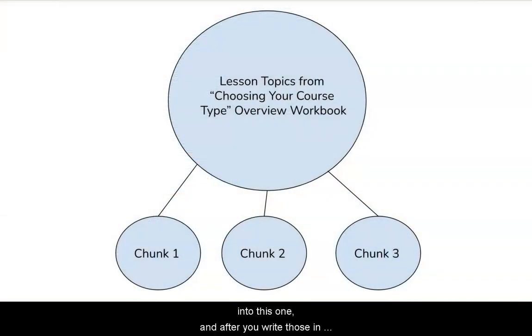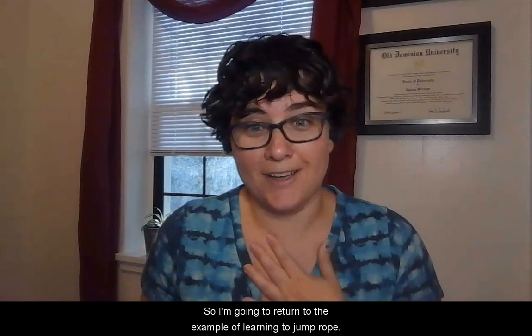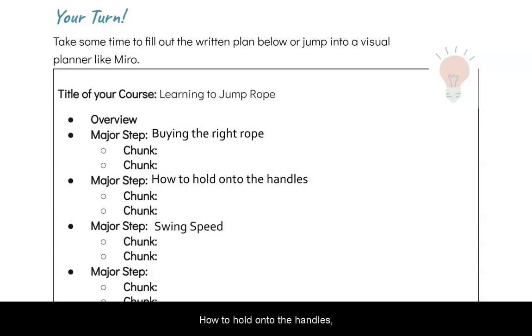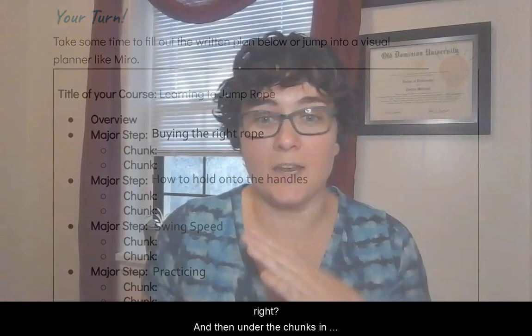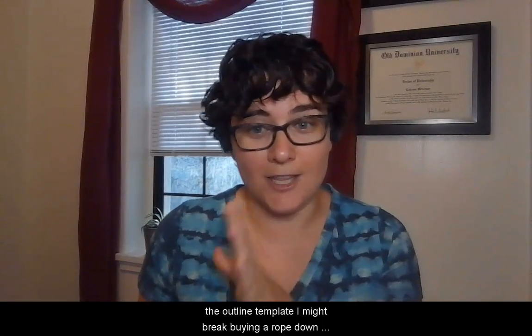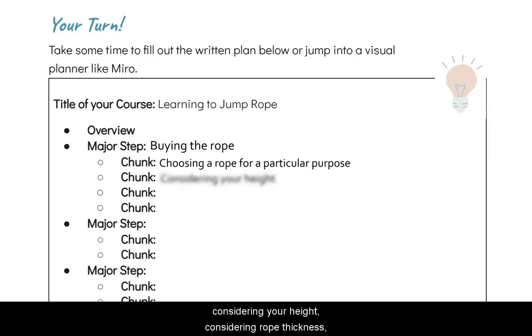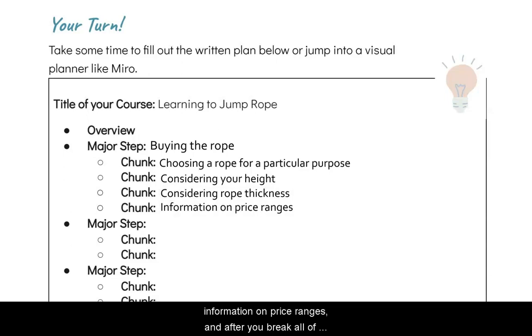And after you write those in, you'll want to return to the idea of chunking or breaking things down. So I'm going to return to the example of learning to jump rope. The big lessons that I might put under the major steps are buying the right rope, how to hold on to the handles, swing speed, and practicing, right? And then under the chunks in the outline template, I might break buying the rope down into things like choosing a rope for a particular purpose, considering your height, considering rope thickness, information on price ranges.